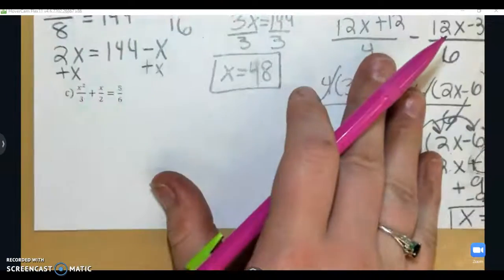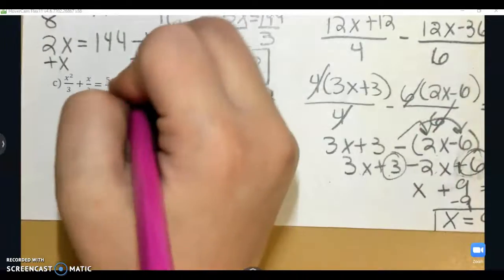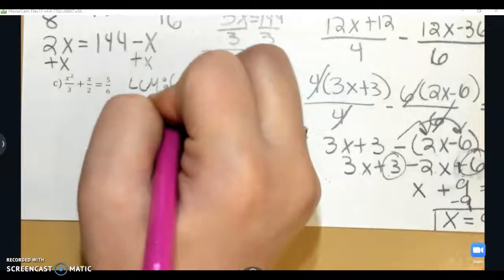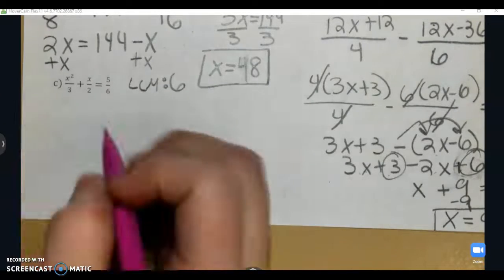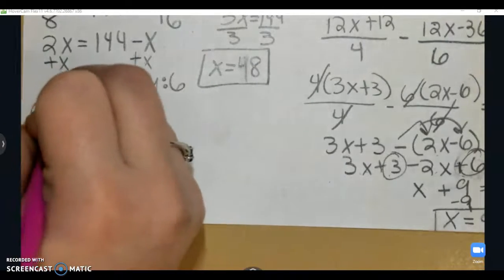Last one on this front page, example C. Still looking for a least common multiple between 3, 2, and 6, and that is going to be 6. So everything gets multiplied by 6.